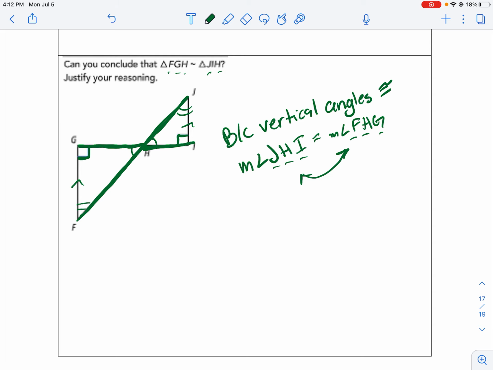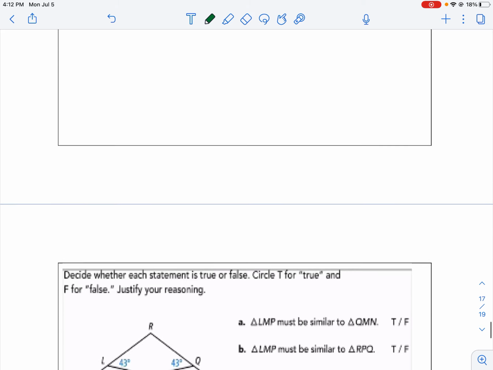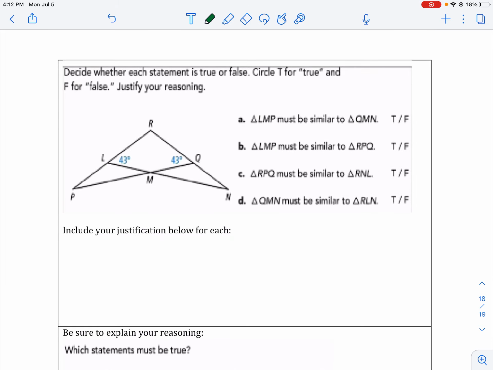So we know that these are, in fact, similar. All right, let's circle true or false. Here we go. So we're going to start at L, go to M, and go to P. This little triangle right here, they're saying is similar to Q, M, and N. Well, I know that these are similar because those are vertical angles at M.